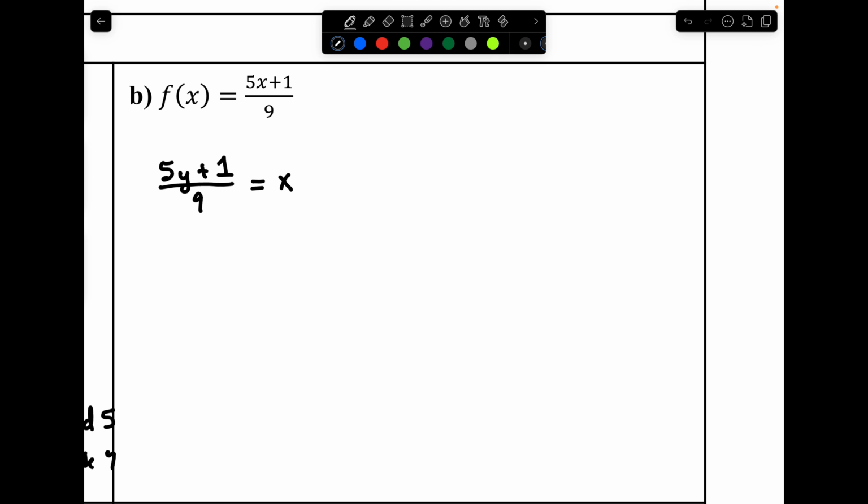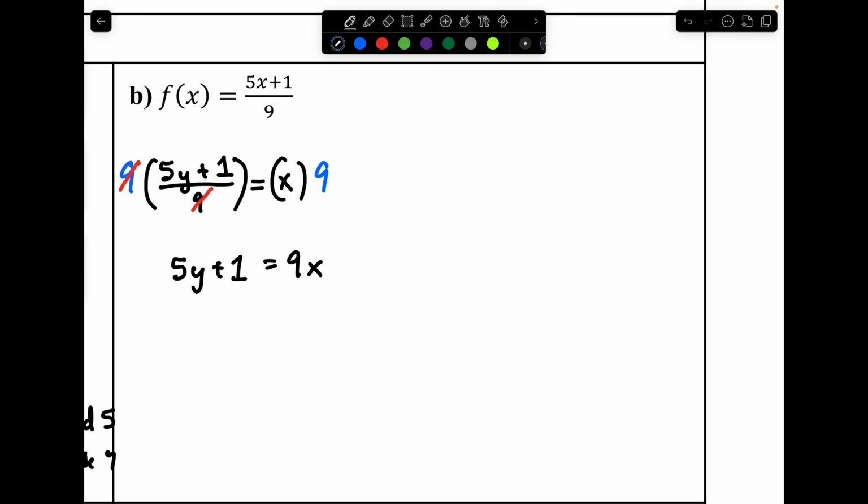For these types of equations, since all of this is being divided by 9, the inverse operation is to always get rid of the fraction by multiplying by the reciprocal of this value. Since we have a fraction where the denominator is 9, the first thing to do is to multiply everything by 9. So we multiply this side by 9, and we multiply this side by 9. That way this 9 and this 9 divide out, and we have 5y plus 1 equals 9 times x, which is 9x.